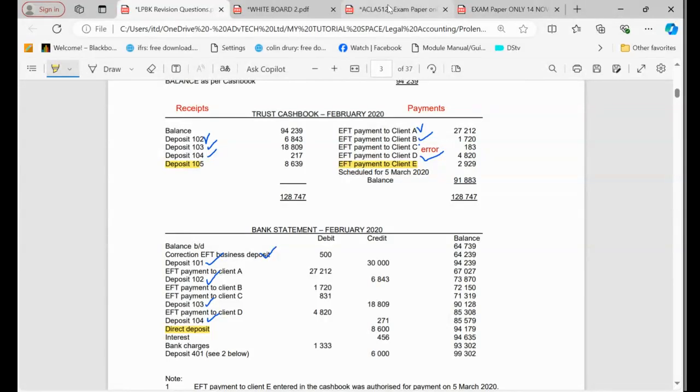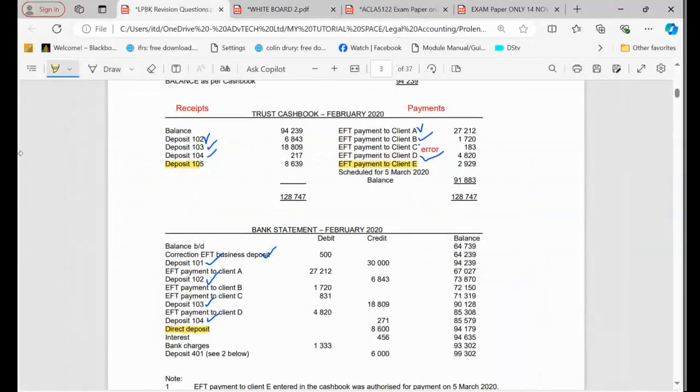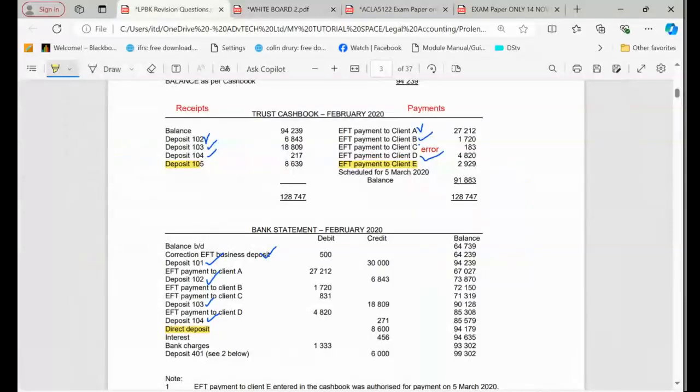Let me go and show you. Can you see our bank record here? This balance, this one of the bank statement. So in this exercise, which balance were you supposed to use for the bank reconciliation? Because there are too many balances here. We would use 64,739, the one from the bank statement.